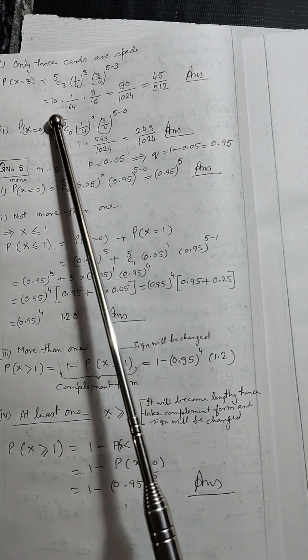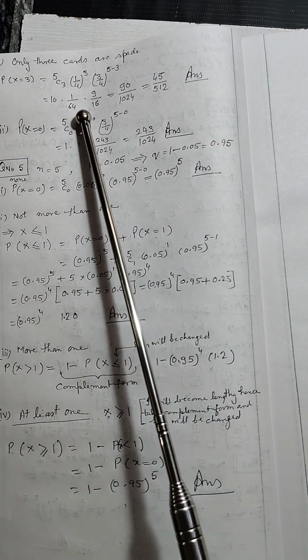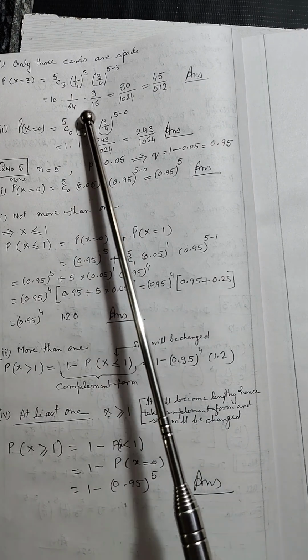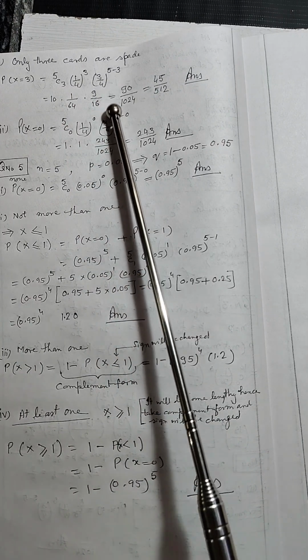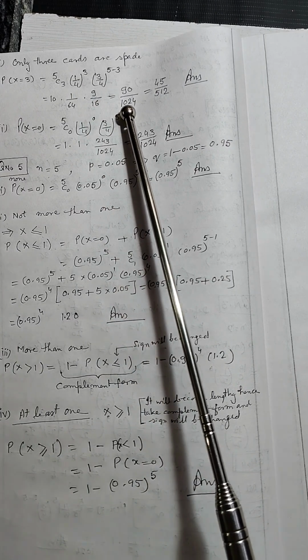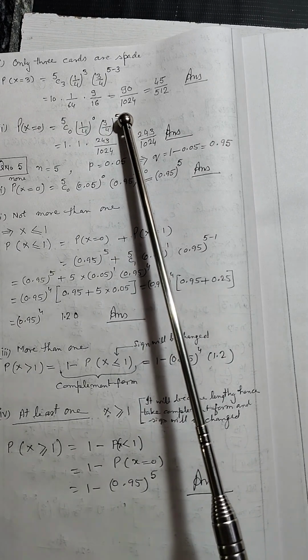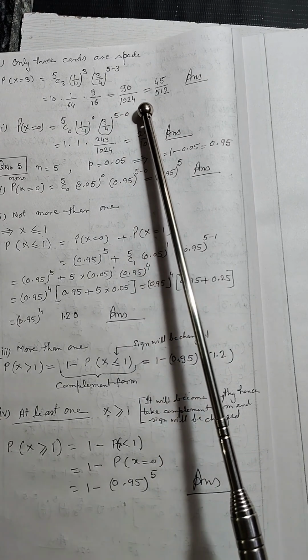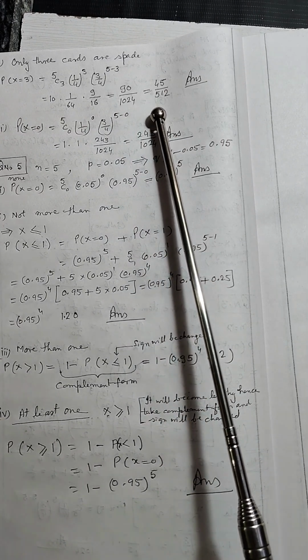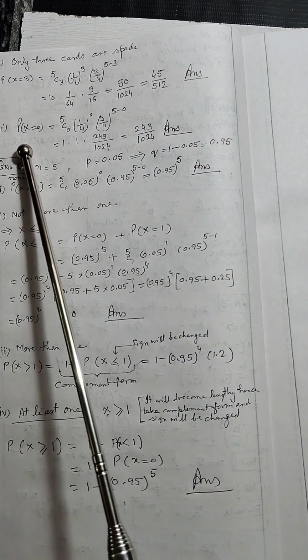Here after solving you will get 10, 5C3. Here 1 by 4 raised to power 3, that is 1 upon 64. 3 by 4 raised to power 2 हो जाएगा, that will become 9 by 16. Further solve it, you will get 90 divided by 1024. Further simplify किया, 45 upon 512. This will be the required answer. Now come to the third part.